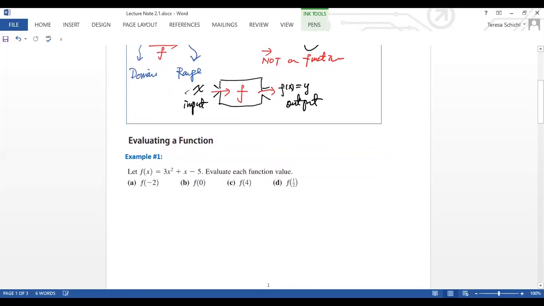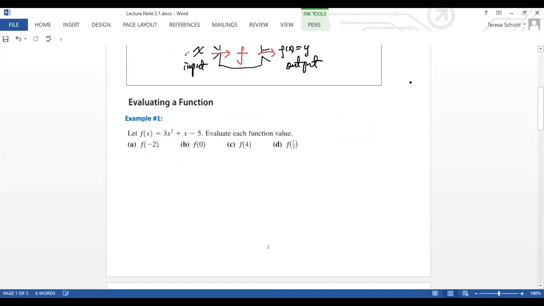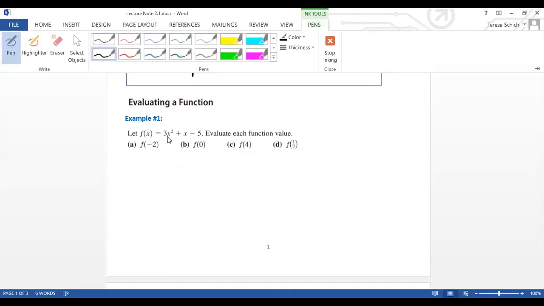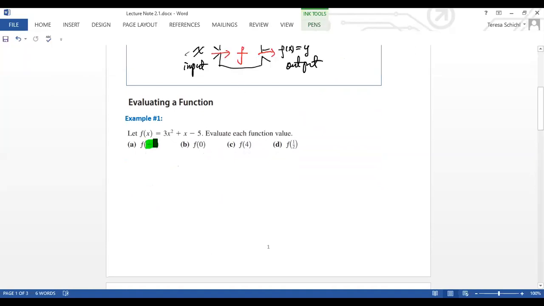Okay, so next in this section, they ask how to evaluate functions, right? Here I have an example. Let me show you how to evaluate the function. Let's say f of x is 3x squared plus x minus 5. When they ask me to find f of -2, what does that mean? That means every x value in here, you need to replace with -2. So this one will be easy. Let's try to do it. So this is -2. Be careful, right?